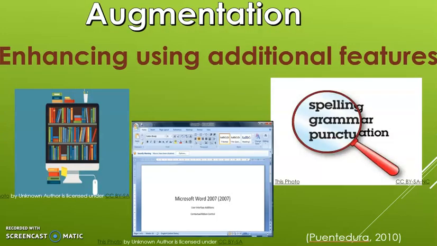Augmentation is using additional features to enhance the presentation. For this particular assignment, students would access the online library to find information on PPH instead of going to the libraries to get hard copies of textbooks. The students would utilize a writing assistant such as Grammarly to check and correct their grammar, their spelling, punctuation, and sentence structure.